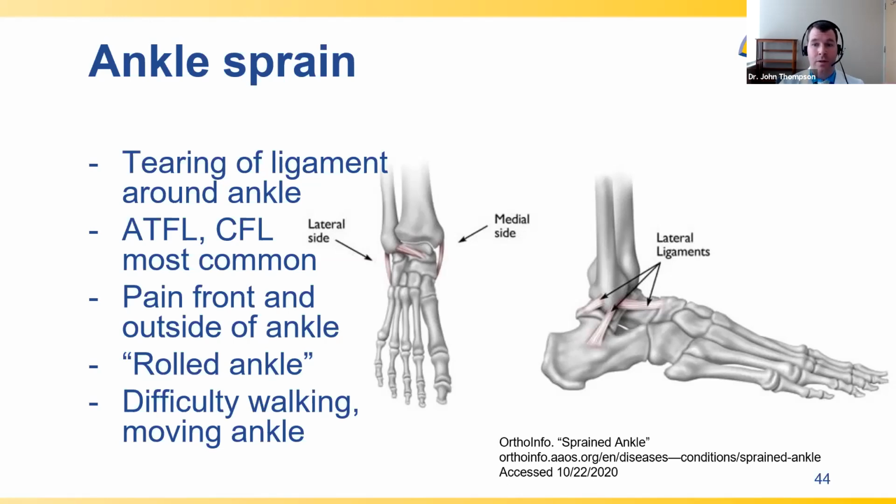Rolling the ankle is most commonly how these two particular ligaments are injured. You may complain of sudden pain in bearing weight, and also with ankle motion after injuring these. There may also be some rapid swelling and even some bruising on the front and outside part of the ankle.